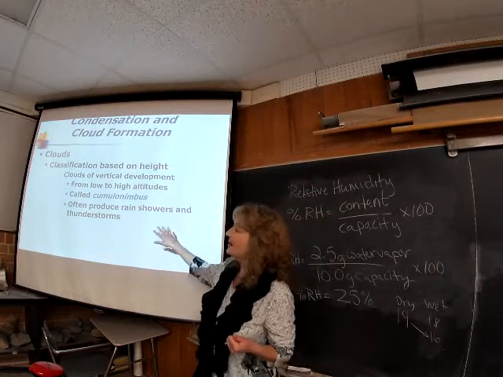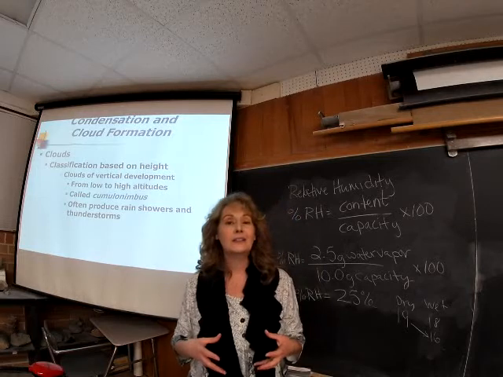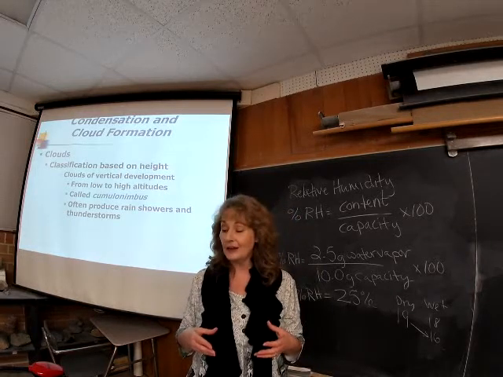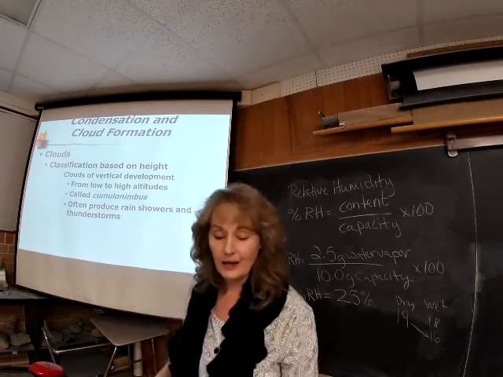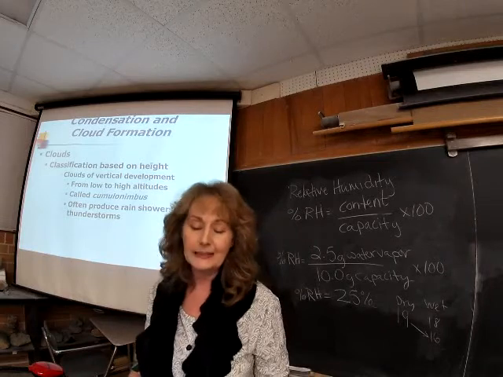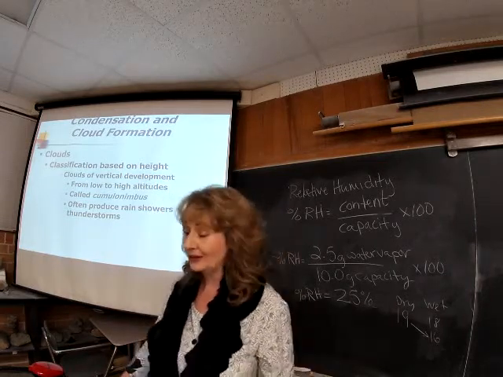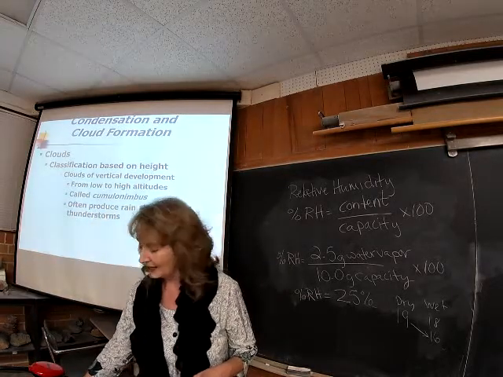They produce rain showers, thunderstorms. You can get hail out of this time. We'll look at the hail development in a minute. Occasionally, tornadoes will come out of these cumulonimbus clouds. So lightning and thunder are associated with the cumulonimbus cloud. These are your thunderstorm clouds, basically.